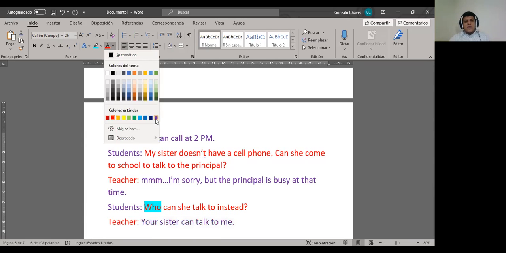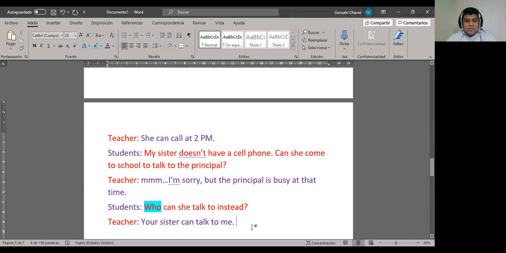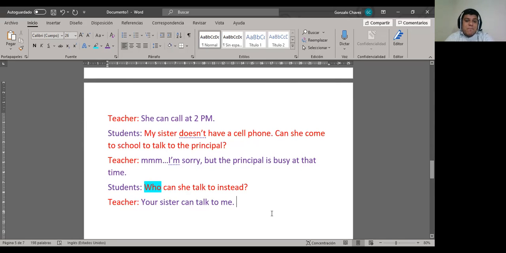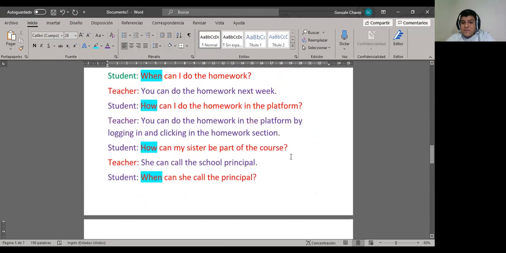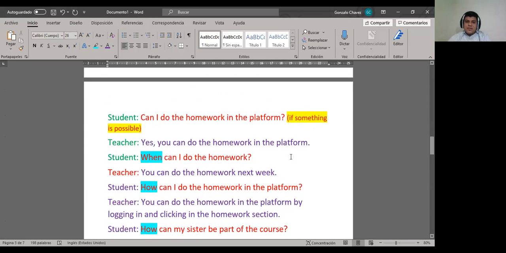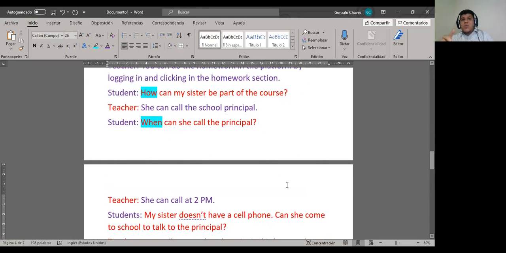In this case, see how we can play with the structure, right? Who can she talk to instead? You say, hey, your sister can talk to me, right? That is a possibility. And the person is providing some information. Your sister can talk to me, right? That is a possibility. And as you can see, these are the different ways of implementing the use of can to ask for information, and also the use of can to talk about possibility. Right? Those are the two different forms. And you can play with the language, and usually, as I told you, you may start with a yes, no question to know if something is possible. And after that, you can include WH questions to know more information about something, right? Something that you may know.